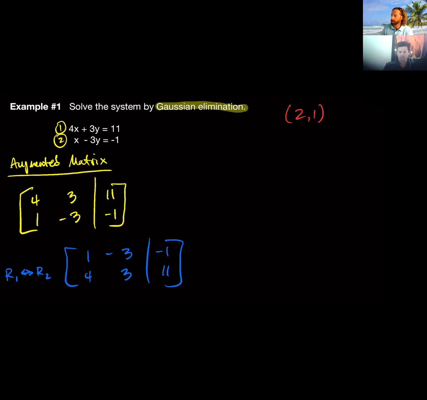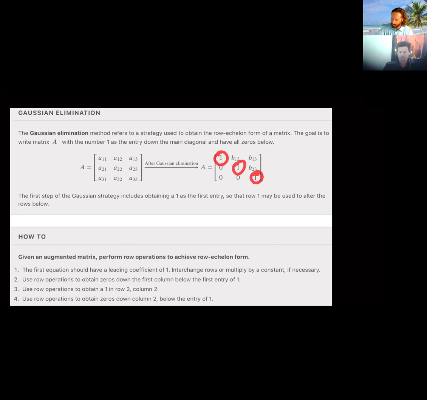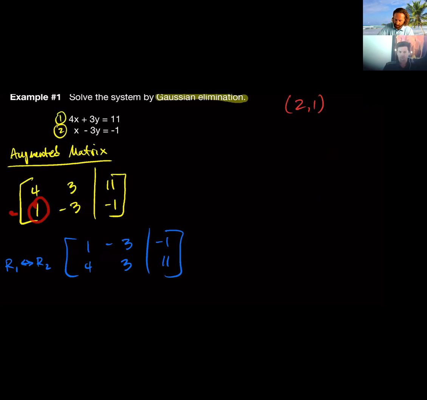Because, remember, in Gaussian elimination, we want all of the leading coefficients to be 1 in that diagonal, and everything below them to be 0s. So since this had a 1, I just switched row 1 and row 2 because now I got it. So the next thing I want to do is zero out that 4. And what would I have to do to get that to be a 0?